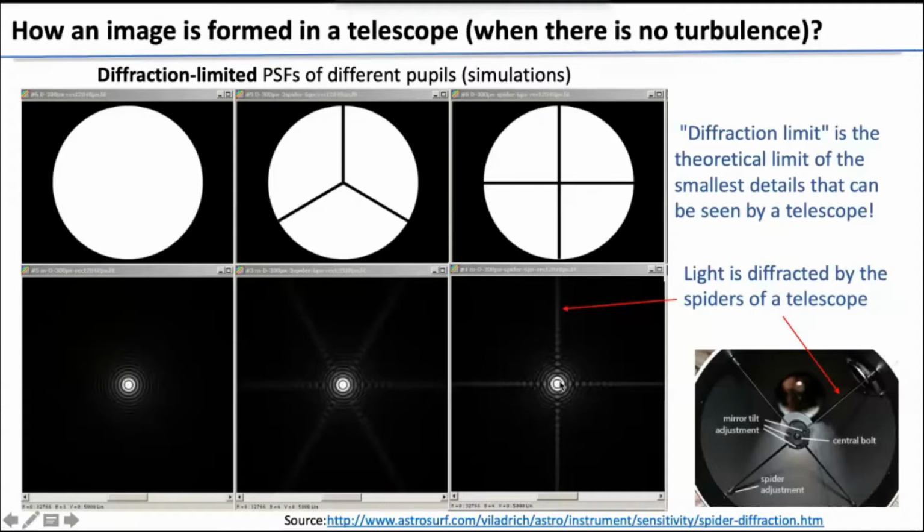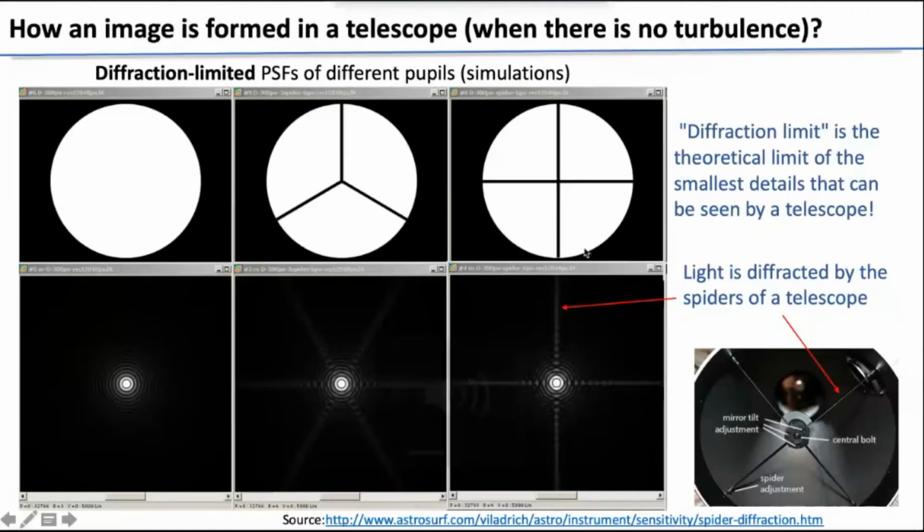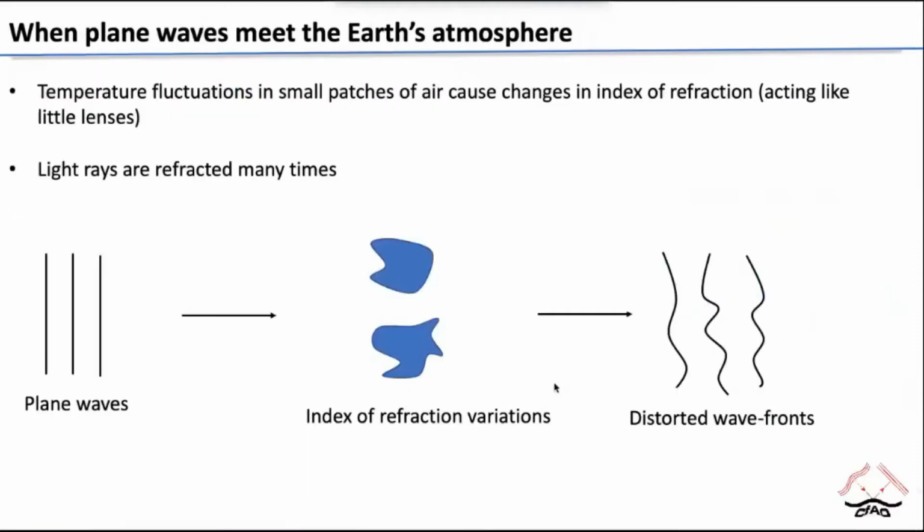But this isn't the case, because we are observing a star through the Earth's atmosphere. If you have your telescope pupil with the spider arms like this, this is the theoretical PSF that you're going to get, and this is called the diffraction limited PSF. Just hold on to this concept for the moment.